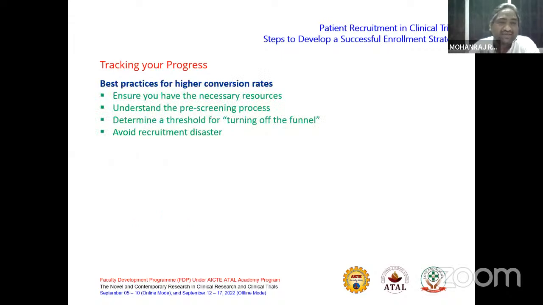To enhance your progress, the first thing is whatever resources are important for you to build, advertise, communicate, we have to ensure those resources are immensely made available. Number 2 is the conversion rate is just a numeric day on day. So there must be a very clear pre-screening process. Third one is the turning of the funnel.